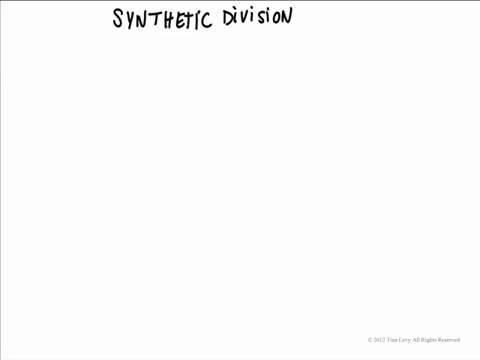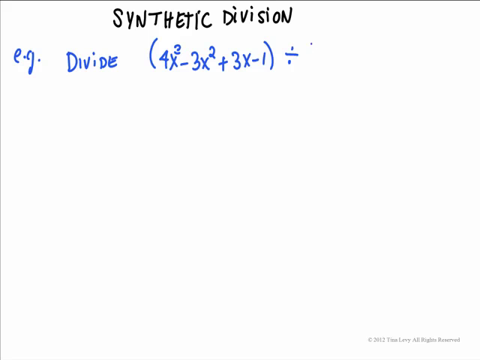For example, suppose you're asked, as an example given, to divide the polynomial 4x cubed minus 3x squared plus 3x minus 1, and you're going to divide that by x minus 1. Now normally we could have worked this with long division, but synthetic division is a shortcut.